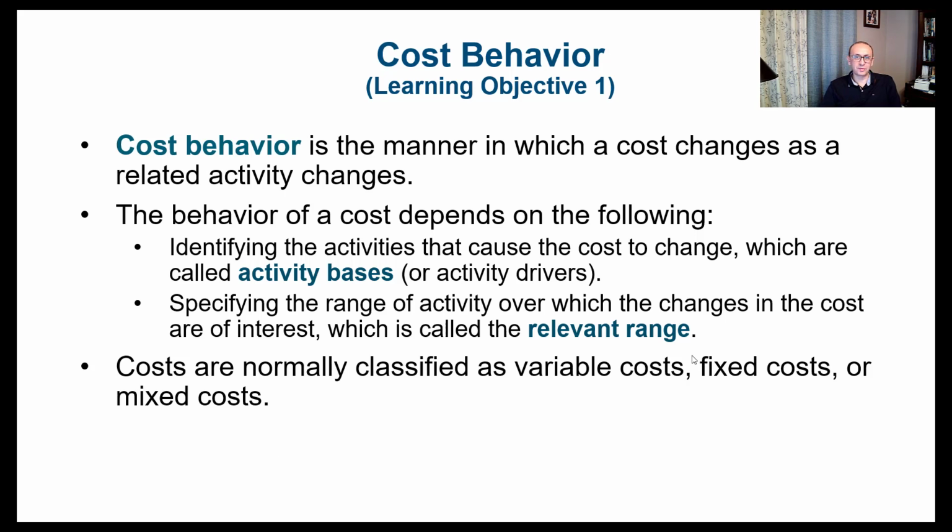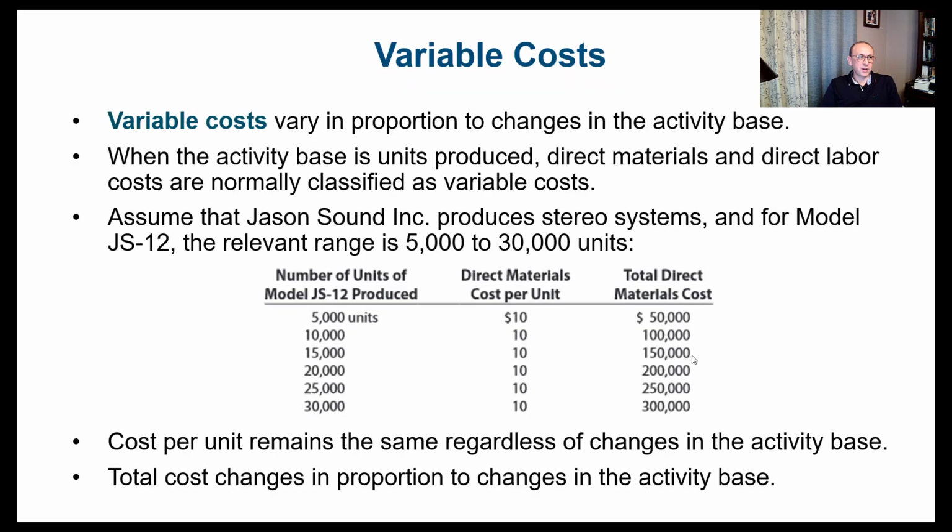So let's start with a variable cost. Variable costs vary in proportion to changes in the activity base. In other words, when we produce more, we expect that the cost would go higher. Think about anything that we produce: the components and the material are something that would increase the more we increase the production. So when the activity base is units produced, direct material and direct labor costs are normally classified as variable cost.